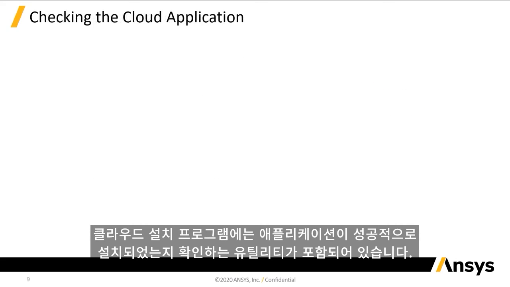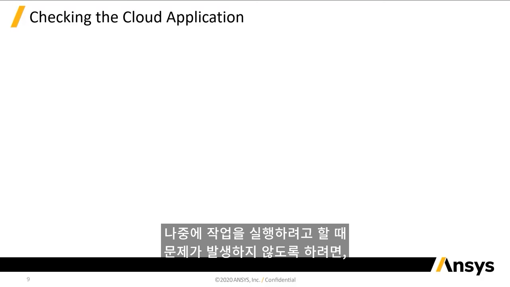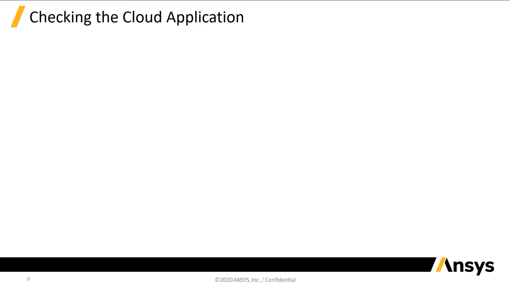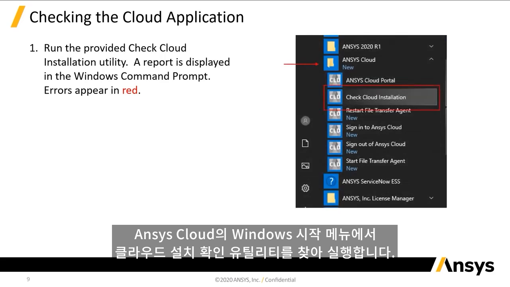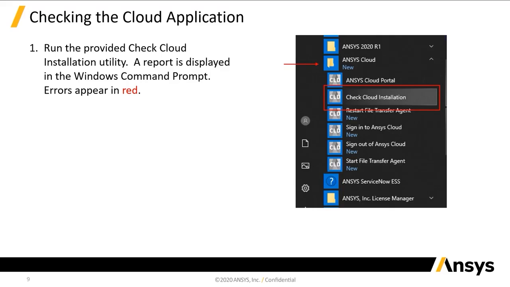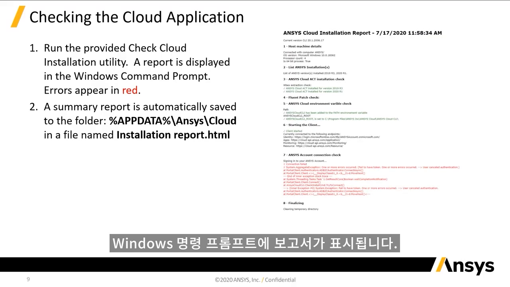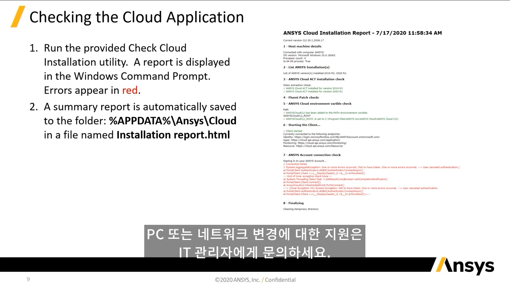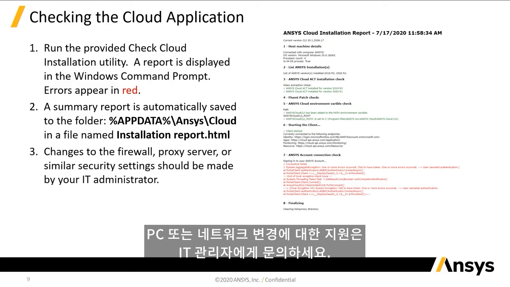The Cloud installer includes a utility to check that the application has been installed successfully. It's very important that we perform this check before proceeding in order to avoid running into problems later when trying to run a job. Locate the Check Cloud installation utility in the Windows Start menu under Ansys Cloud and run it. A report will be displayed in the Windows command prompt. A summary file called installationreport.html is automatically saved as well. Contact your IT administrator for assistance with any changes to your PC or network.